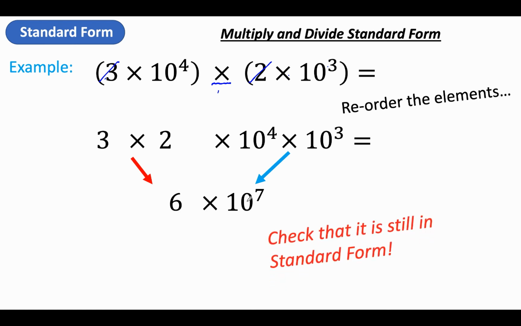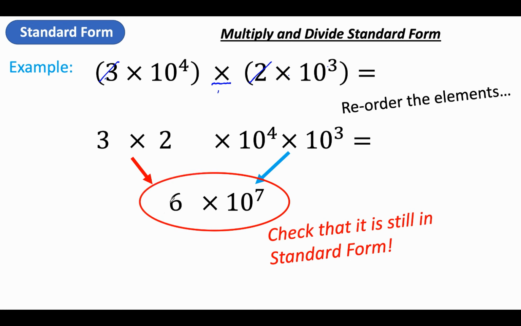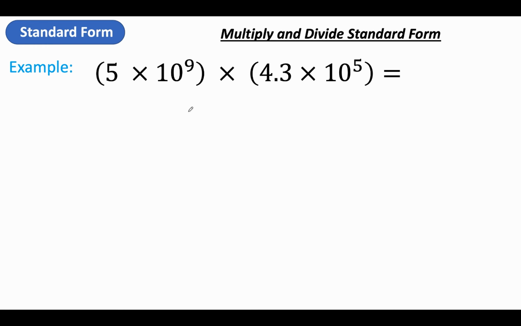You should always do a little check that it's in standard form. And yes, it is, because there's a single digit there. It's not 2 digits. And so it's done. So, what did we do here? We just took the two ordinary numbers, the two decimal parts of our standard form numbers, and multiplied those together. And then we took the two powers of 10, and because we're multiplying, we add the two powers together. Here's another example. 5 times 10 to the power of 9 times 4.3 times 10 to the power of 5.